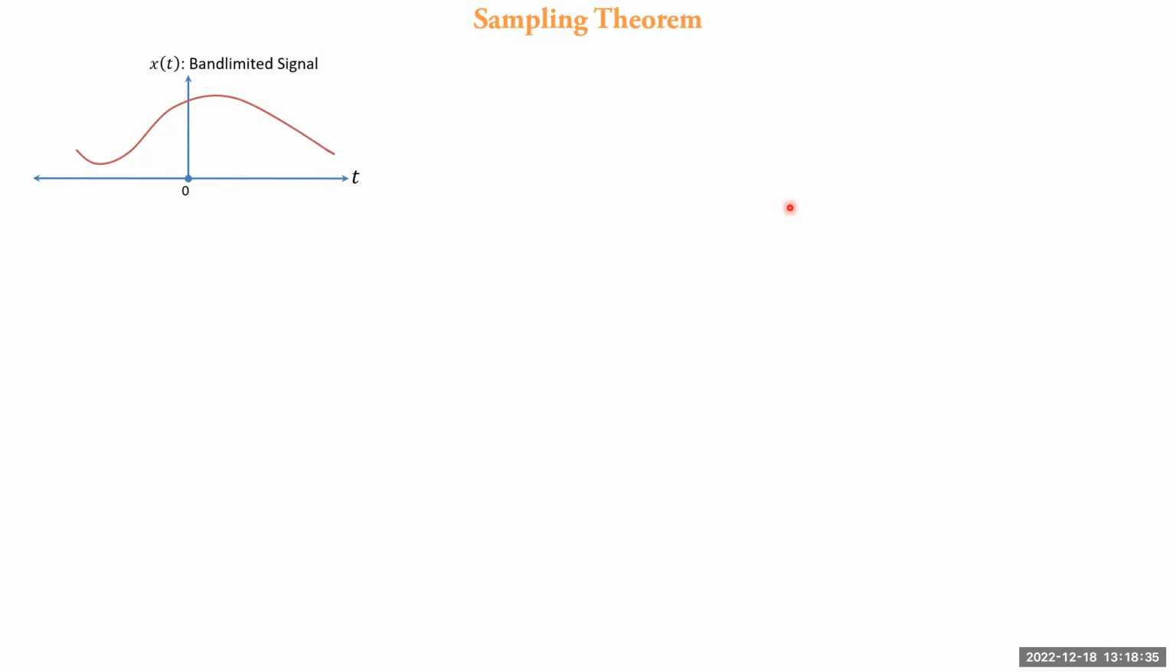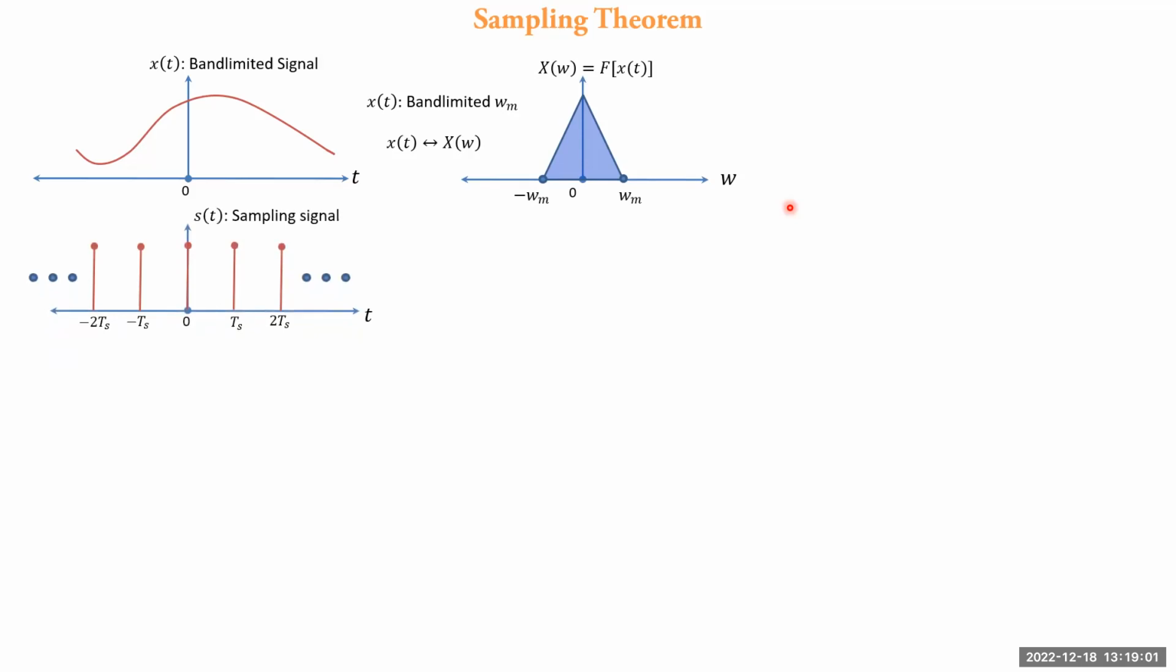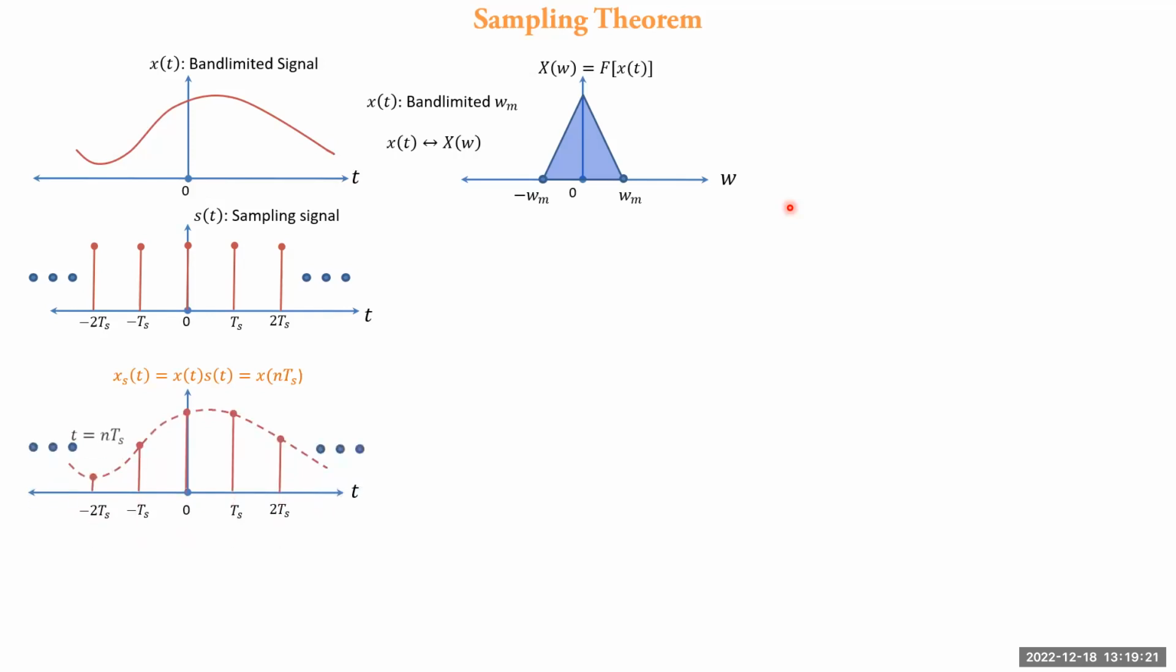So consider signal x(t), assuming it is band-limited, having a Fourier transform such that x(t) is transformable to X(omega). It is band-limited to the maximum frequency omega n, which is sampled at a uniform time interval Ts using a train of impulses, which in turn generates a sampled version of the analog signal as shown by the dotted line.